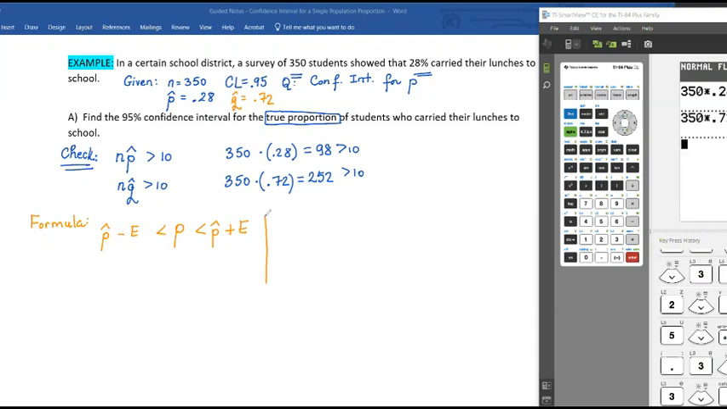We need to find e. The formula for e is zc times square root of p hat times q hat divided by n. We know by now how to find the critical value. Let's just do it anyway.